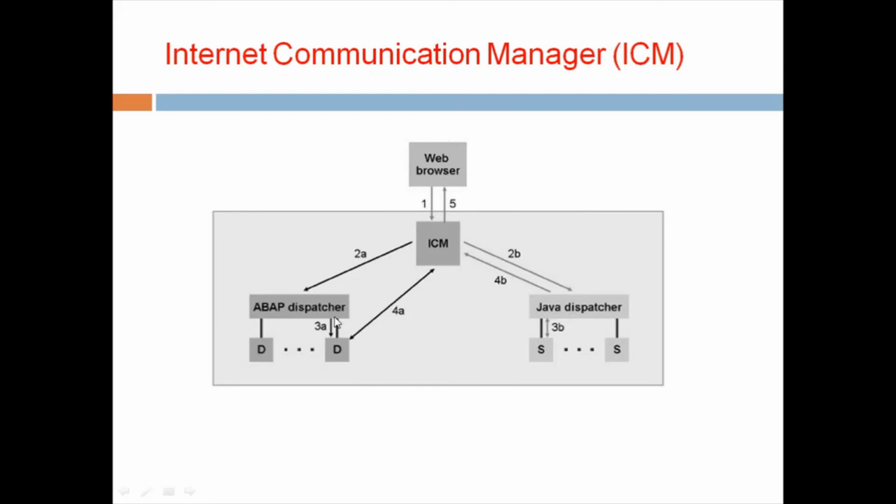If the request is to the ABAP runtime environment, the ICM forwards it to the ABAP dispatcher 2A, which then handles it like a typical SAP request, and then it sends it back to the ICM, and the ICM will send it back to the user's web browser. So this is how the ICM communicates with the outside world using the protocols HTTP, HTTPS and SMTP.